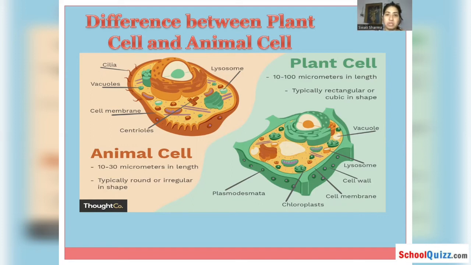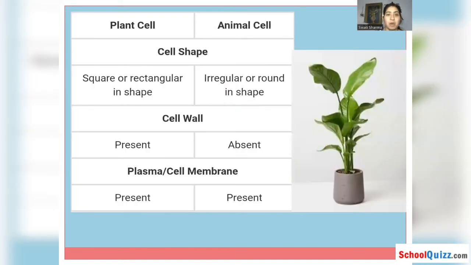Okay, so these are the major differences between plant cell and animal cell. Firstly, if we talk about cell shape, plant cells are square or rectangular in shape, and animal cells are irregular or round in shape. The cell wall is present in the case of a plant cell. It is absent in the case of an animal cell.